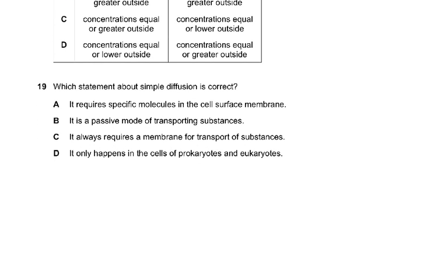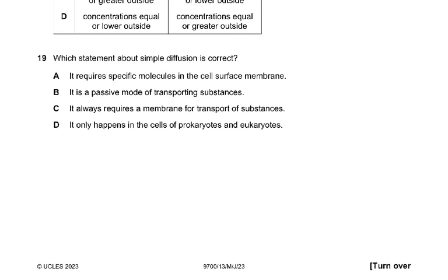Then coming on to question number 19: which statement about simple diffusion is correct? It requires specific molecules in the cell membrane. It is a passive mode of transporting substances. It always requires a membrane for transport of substances. It only happens in the cells of prokaryotes and eukaryotes. Now everybody knows that it is a passive mode of transporting substances. Everything else is wrong; there are no specific molecules in the cell membrane.